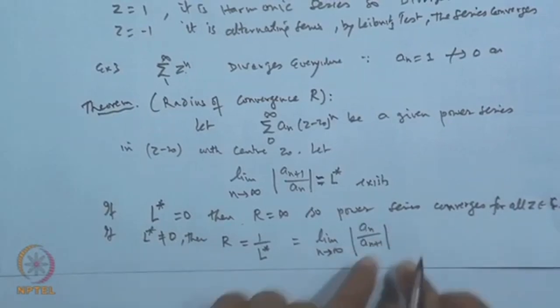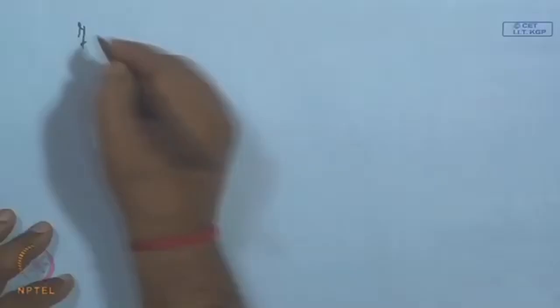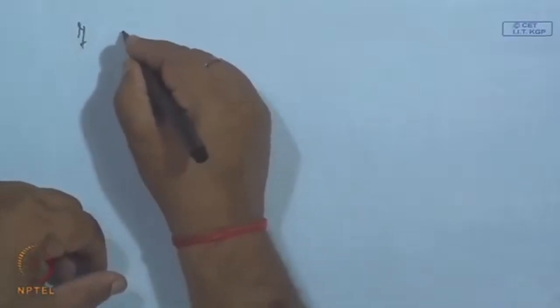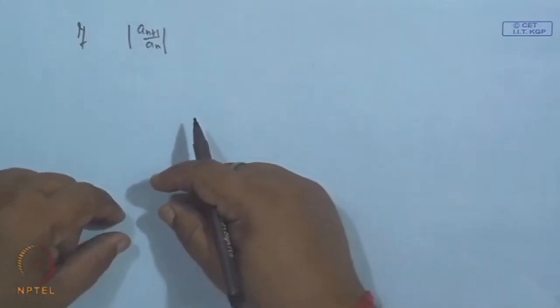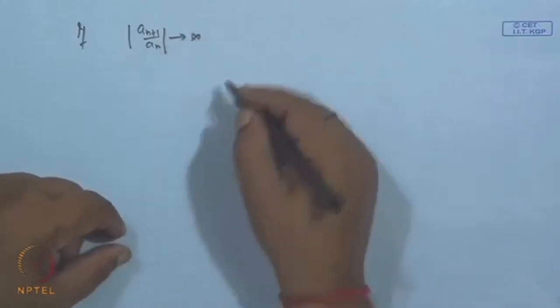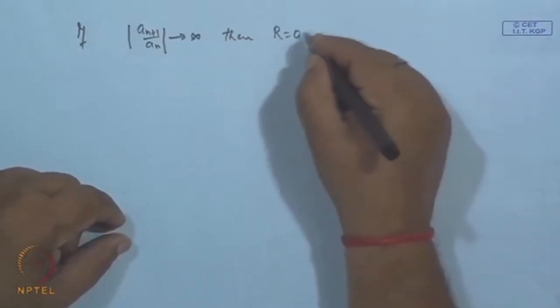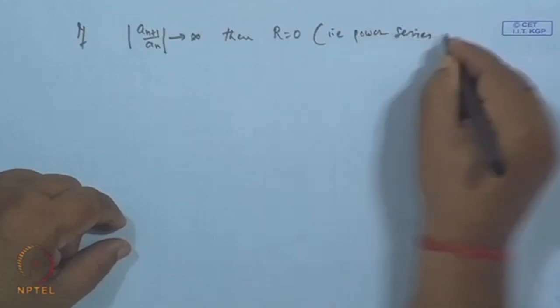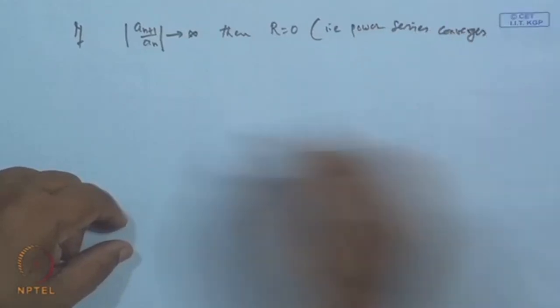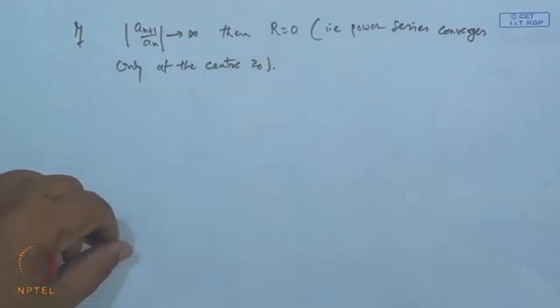Now, the third case: if mod of a n plus 1 over a n tends to infinity, then the radius of convergence R will be 0. That is, the power series converges only at the center z naught. So, this is the result.